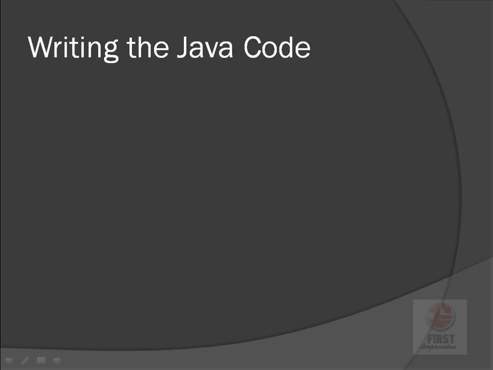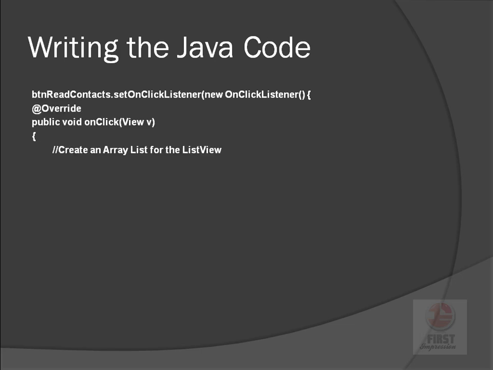Let's write the Java code for it. First of all, inside the onCreate, we'll get the reference of btnReadContacts, and when someone clicks on that button, we'll have btnReadContacts.setOnClickListener. Inside the onClick of this, we'll create an array list for the list view. So we'll have ArrayList arrListContacts equals new ArrayList. This array list will contain all the contacts data from the contact book.